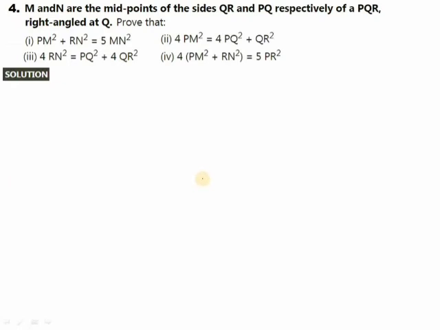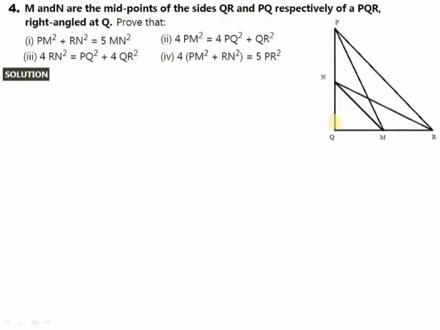Alright, so we have got a long question out here. So let's see what are the things that are given to us. As per the question, it is given that M and N are the midpoints of the sides QR and PQ of a triangle PQR right angled at Q. So there's a right angle triangle, where Q is 90 degrees. You see this is the angle Q which is 90 degrees.